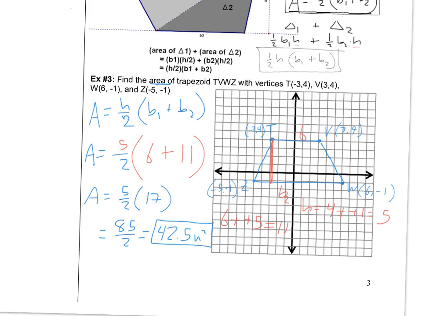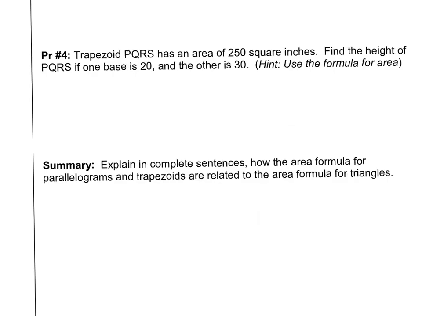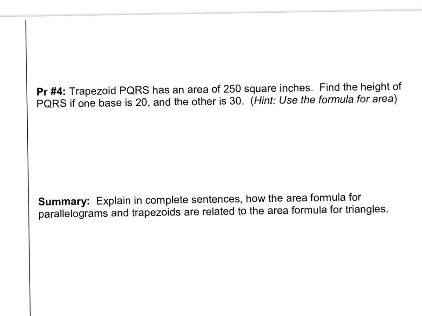Pretty easy. Just got to use the formula. Okay, I want you to try practice number 4 on your own. This one, they tell you a little bit about the trapezoid. It has an area of 250 square inches. They want you to find the height of PQRF if one base is 20 and the other is 30. Hint, use the formula for area. I'm going to write that up on top one more time. Area equals height divided by 2, base 1 plus base 2. So give it a try. All you got to do is plug in the information and solve for height.